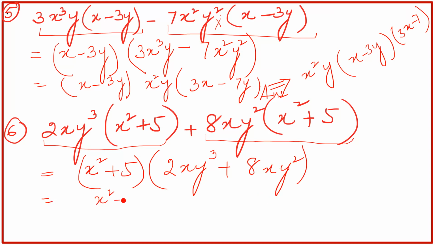So x square plus 5 will remain the same, but from this part we can take 2xy square common as well, because see 2xy square is here, 2 4 times 8, xy square is here as well. So what is left here? If we take 2xy square, only y plus 4.